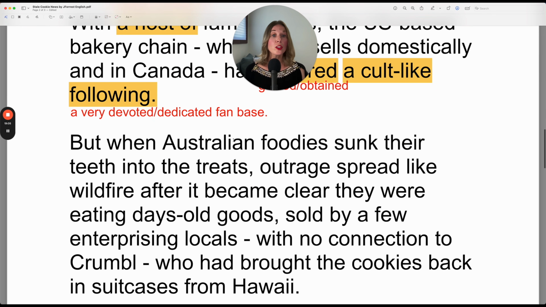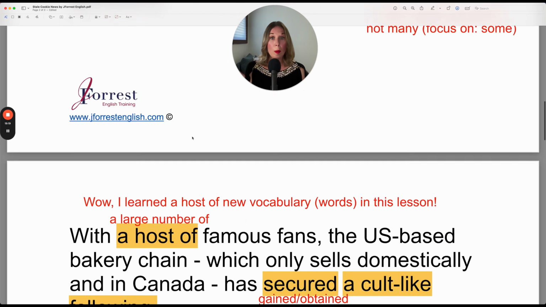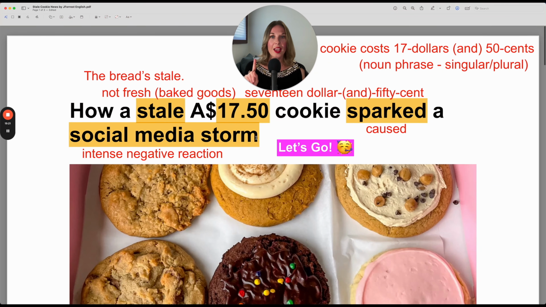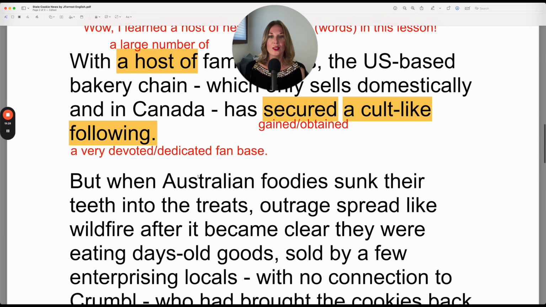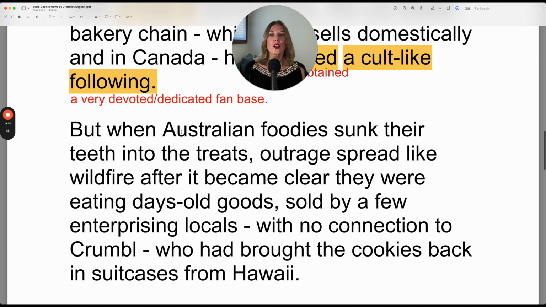But when Australian foodies sunk their teeth into the treats. Okay, so remember, the treats are the cookies that they bought from the pop-up, the Crumbl Cookie pop-up, and they paid $17.50 for these cookies. Okay, so just remember all of that. So, but when Australian foodies sunk their teeth into the treats, outrage spread like wildfire.